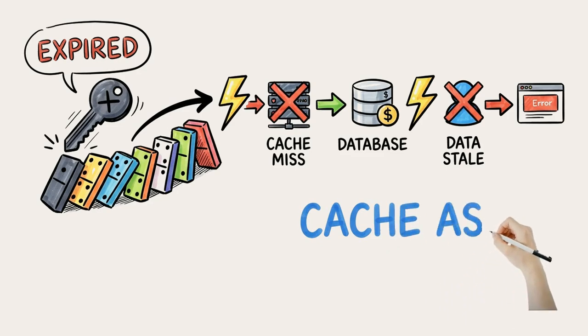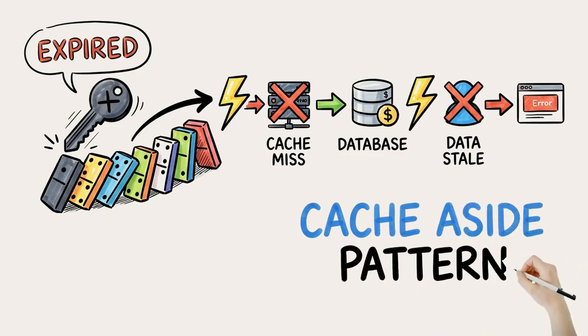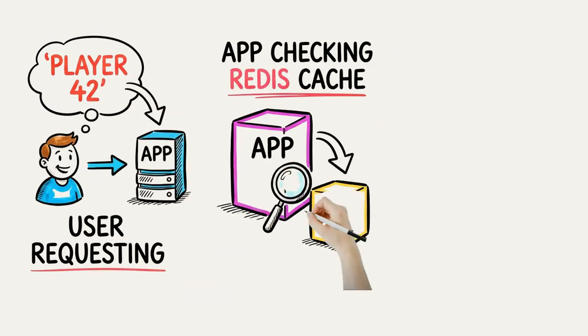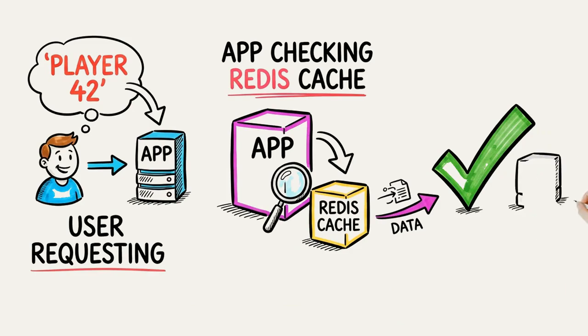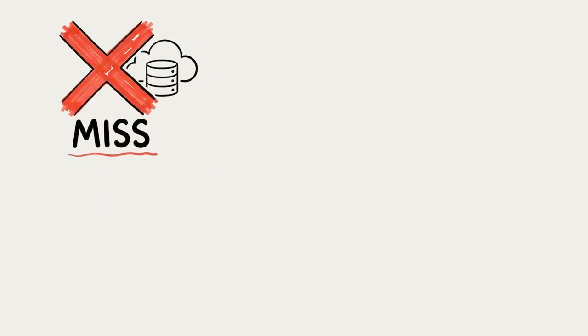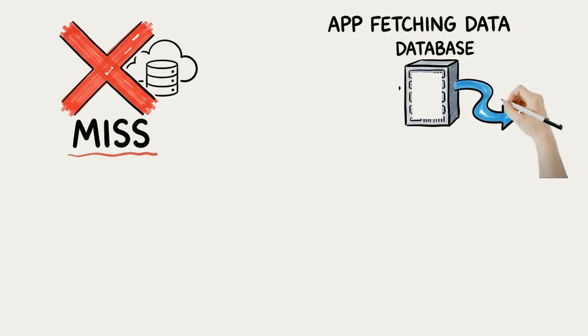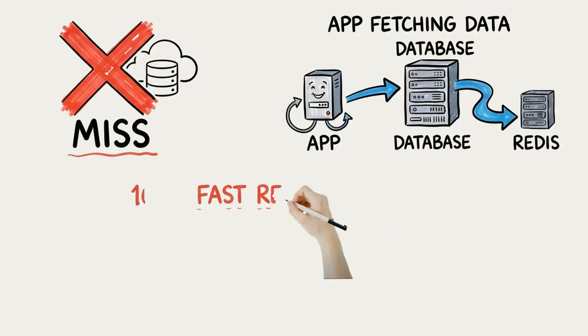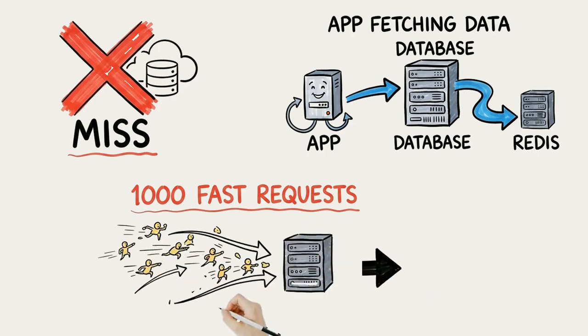But first, the pattern that runs most of the internet. It is called cache aside, and you already saw a glimpse of it in episode 1. A request asks for player 42. The app checks Redis first. If the answer is there, that is a cache hit, and we are done in a blink. If not, that is a miss. The app fetches player 42 from the database, returns it, and drops a copy into Redis, so the next 1,000 requests never touch the database at all.